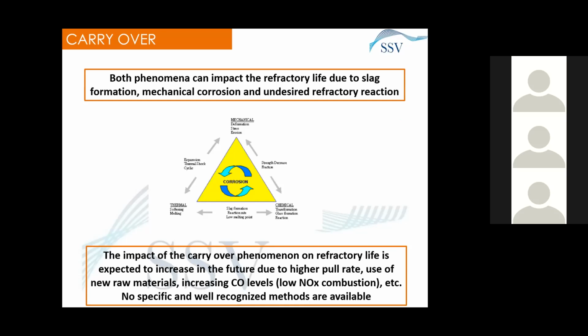So this phenomenon depends, for example, on the pull rate and the use of different raw material, but it could also depend on how the combustion is conducted, because, for example, high CO levels allow the melting to have more vapor of alkali compounds that could corrode, condensate in the regenerators, and damage them.